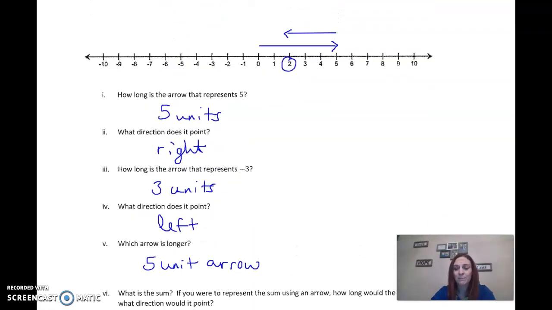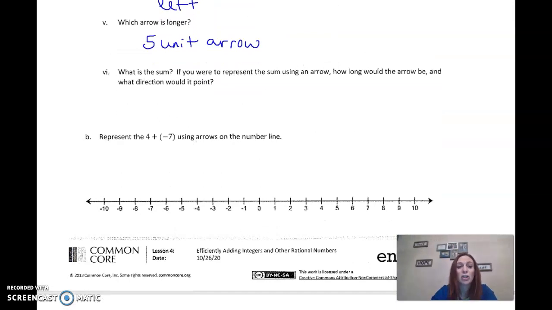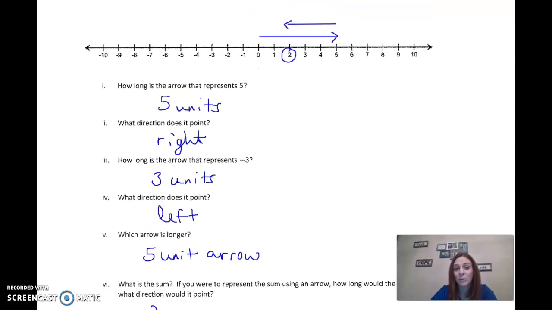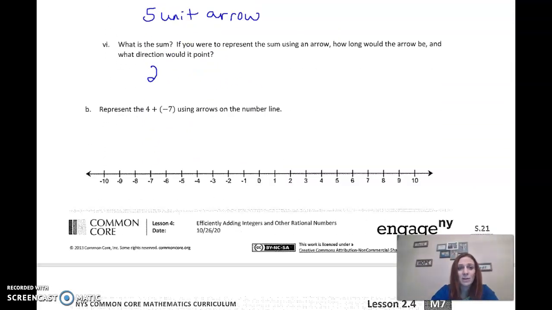So what is the sum? The sum is 2. And if you're going to represent the sum using an arrow, how long would the arrow be and what direction would it point? Well, if we went from 0 to 2, it would be 2 units to the right because it's a +2. So I'm just going to say 2 units because the solution is 2. 2 units to the right.